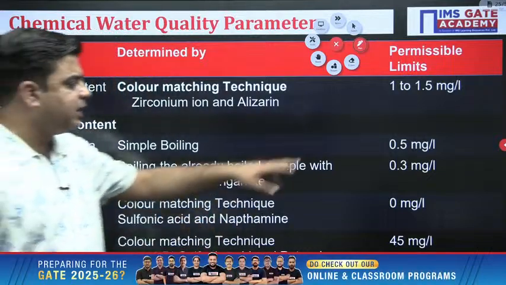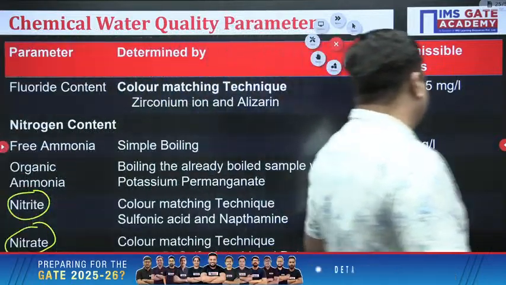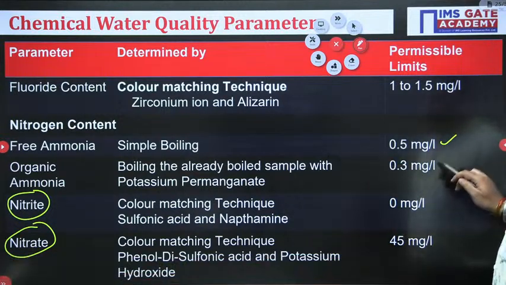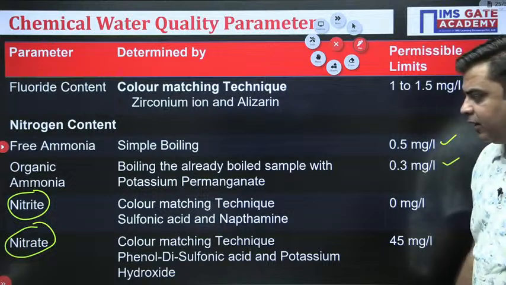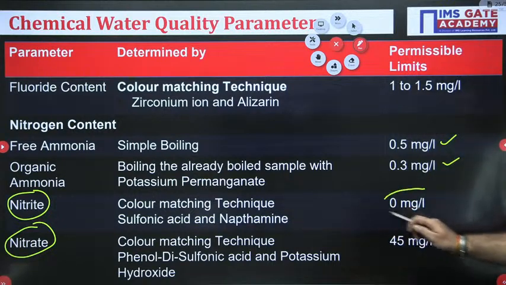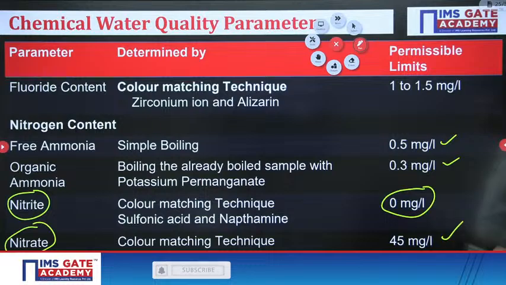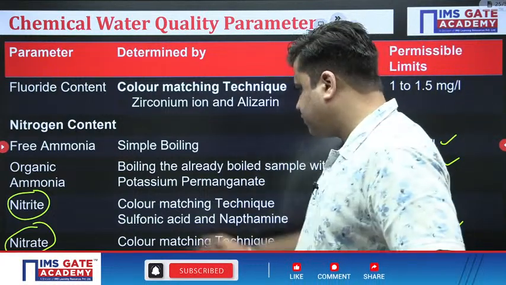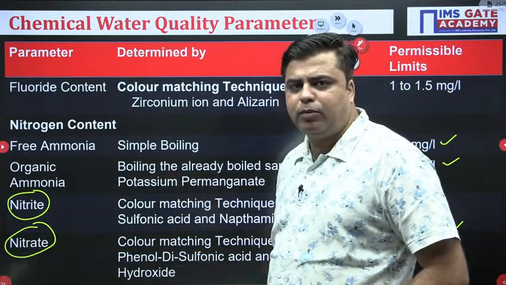So permissible limits are written here. For free ammonia, the acceptable limit is 0.5 milligram per liter. For organic ammonia, it is 0.3 milligram per liter. And then nitrite, it is 0 milligram per liter. And for nitrate, it is 45 milligram per liter. So these are all the values, and free ammonia is determined by simple boiling.